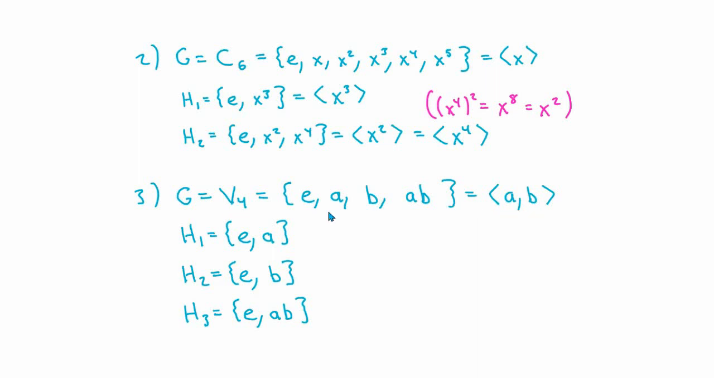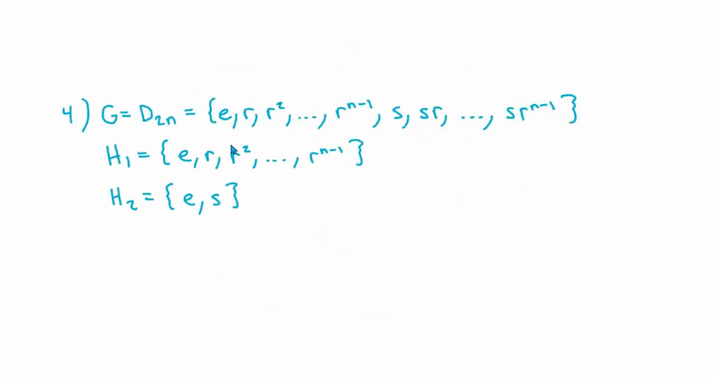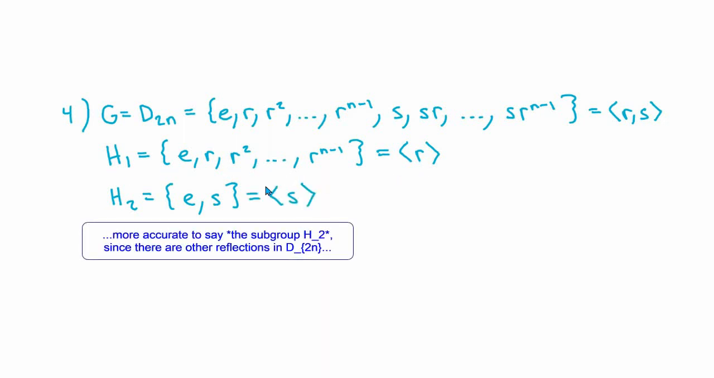And it's also not difficult to see that H1 is the subgroup generated by A, H2 is the subgroup generated by B, and H3 is the subgroup generated by AB. Finally, in our example with the dihedral group of order 2n, the group D2n itself is generated by the elements R and S, since every element of the group is a product of powers of S times powers of R. The subgroup consisting of the rotations in the dihedral group of order 2n is generated by the rotation R, and the subgroup consisting of the reflections is generated by the reflection S.